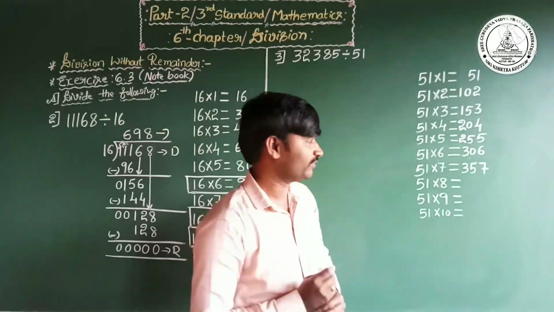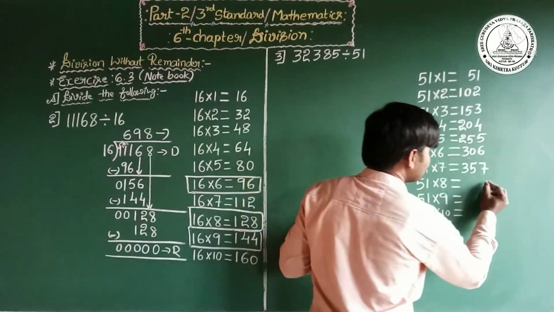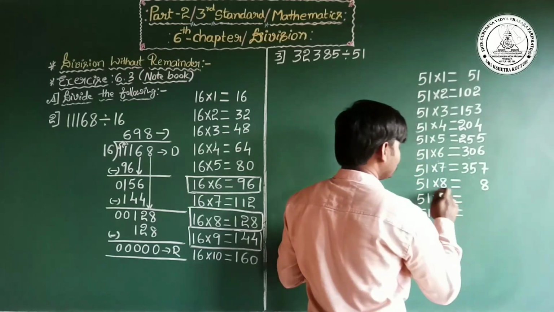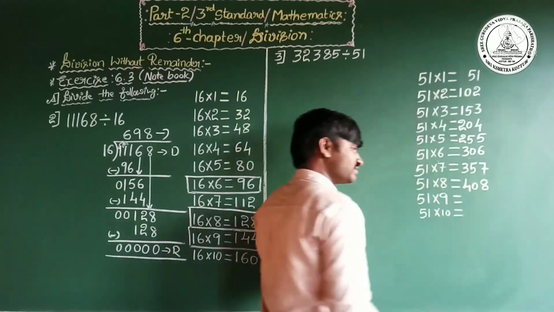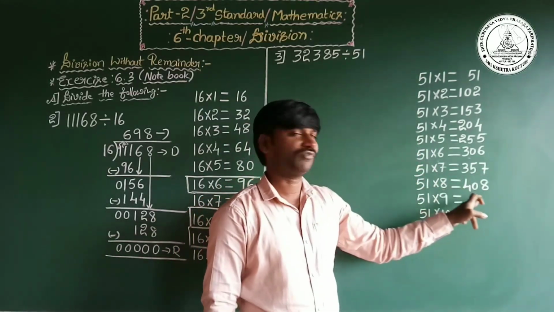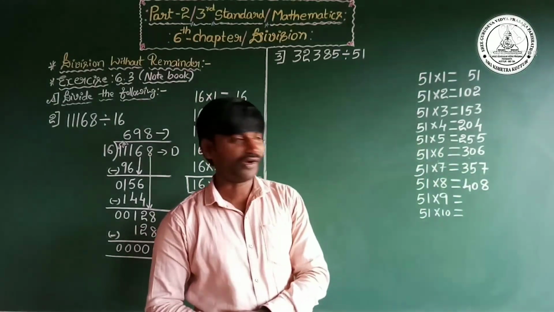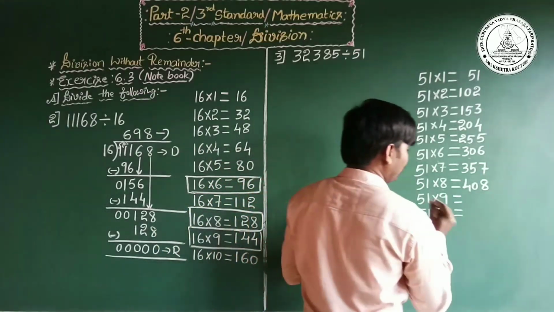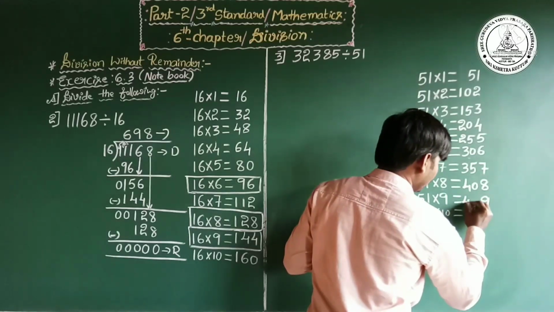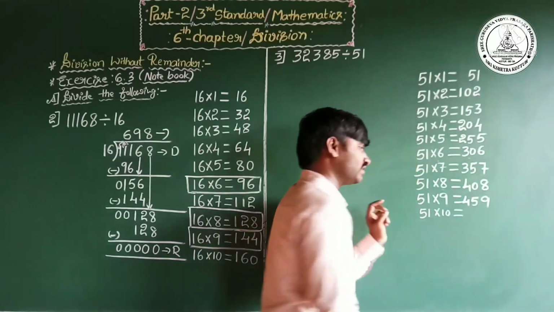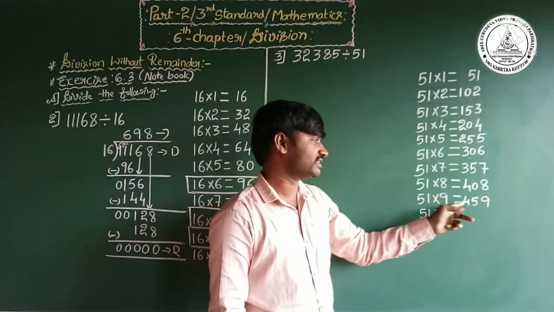That's clear, dear student. The next, 51 8s. 8 1s are 8. The next, 8 5s are 40. Yes, dear student. 51 8s are 408. Okay, dear student. The next, 51 9s. 9 1s are 9. 9 5s are 45. Yes, dear student, 9 5s are 45. It means 51 9s are 459.